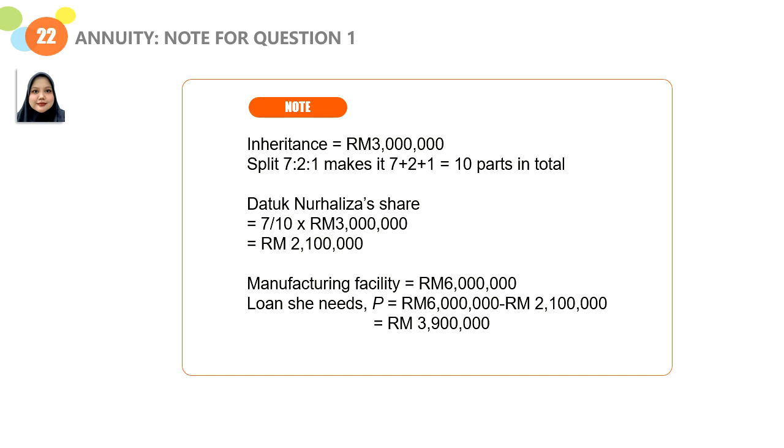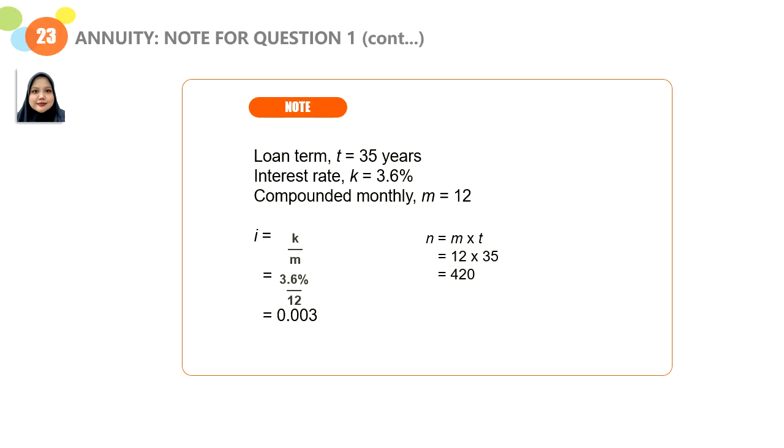The manufacturing facility costs 6 million ringgit. She already has 2.1 million ringgit from the inheritance. So the loan she needs is 6 million ringgit minus 2.1 million ringgit. The total loan is 3.9 million ringgit. The loan term is 35 years. The annual interest rate is 3.6% and interest is compounded monthly, meaning there are 12 compounding periods per year.